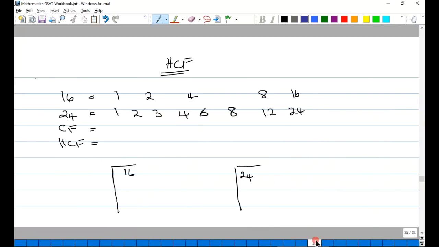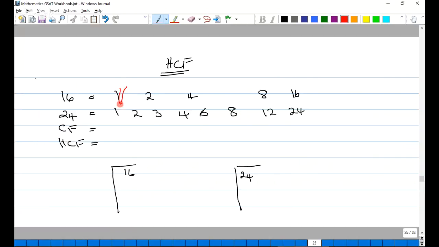All right, let's go over. Let's look at 16 and 24. The factors of 16 are 1, 2, 4, 8, and 16. Okay? The factors of 24: 1, 2, 3, 4, 6, 8, 12, and 24. Let's look for the things that are common.